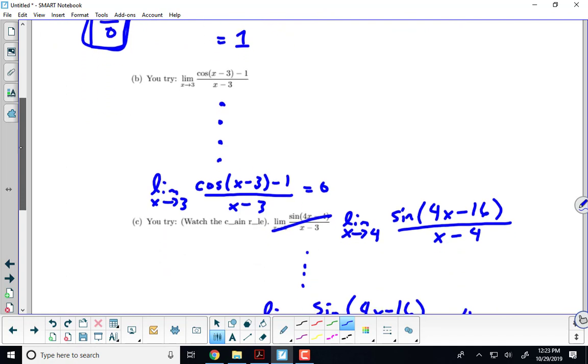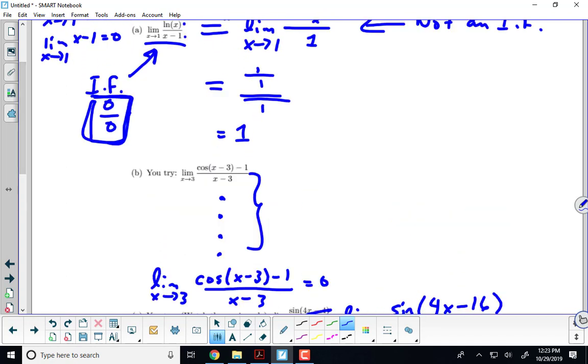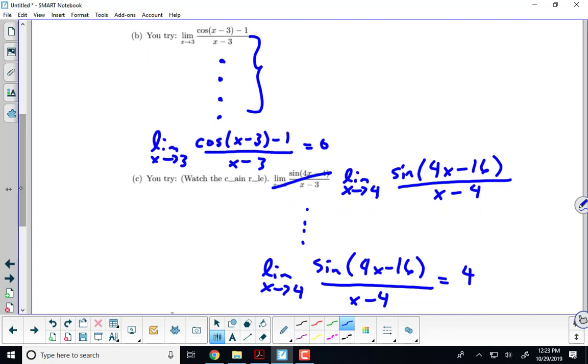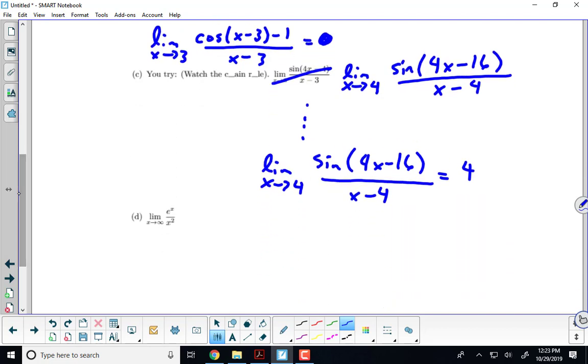Okay, so I'm not filling in the details. I'm going to let you do that, and those details are absolutely essential for applying L'Hopital's rule. But when you do this for question B, you should find that the answer comes out to be 0. And when you do this for question C, you should find that the limit comes out to be 4. And we'll pick this up in the next video.